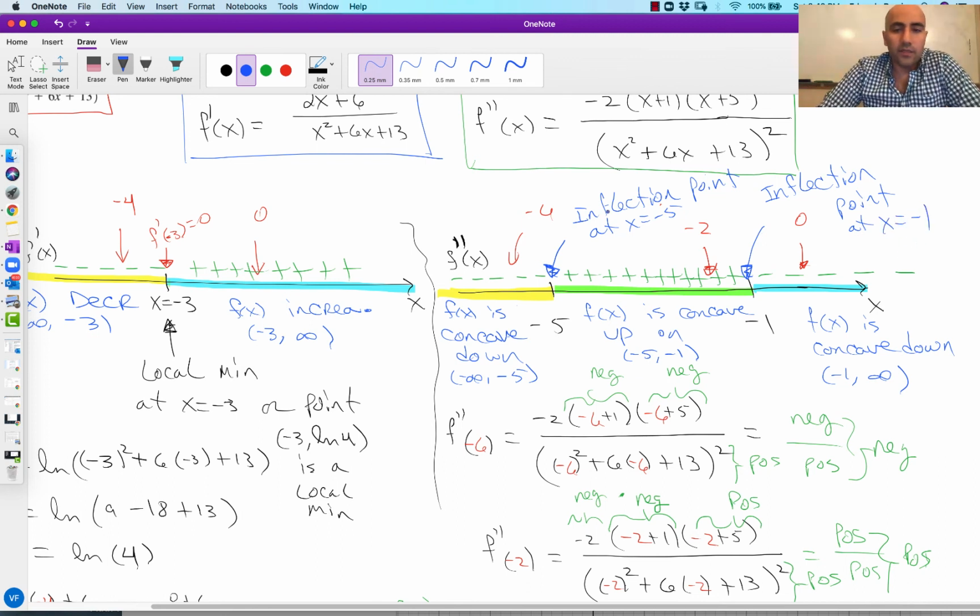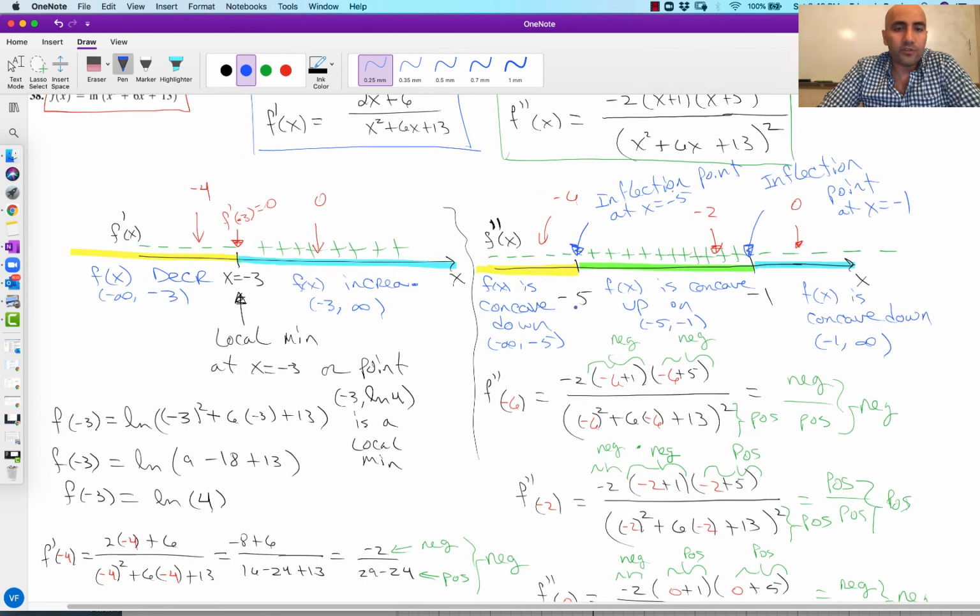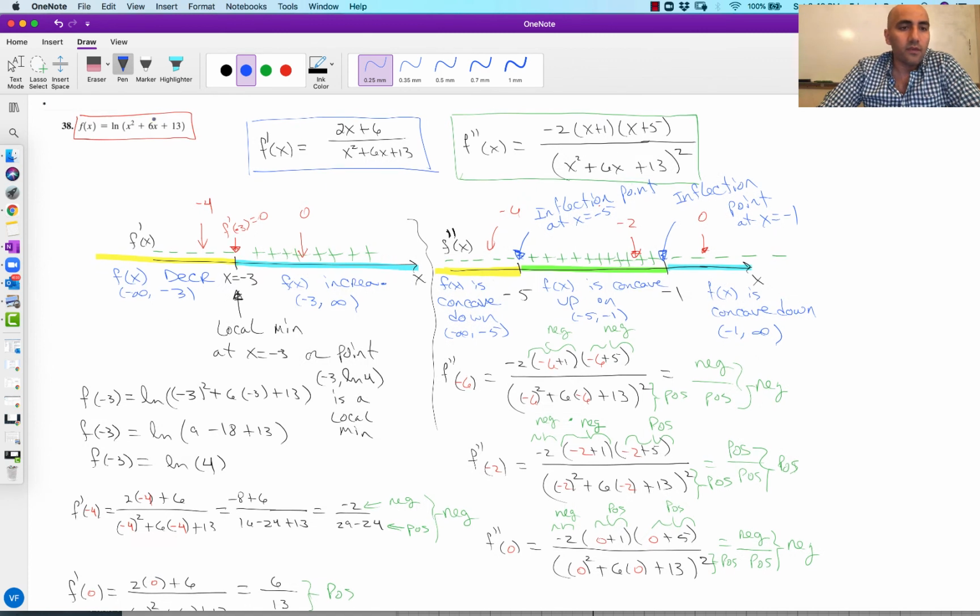Okay, so let's bring it all together. Let's think about everything we were able to figure out. So here's our original function, f of x equals ln of x squared plus 6x plus 13. First, we found the derivatives. That's kind of fun on its own. Then we got to find the domain of our function, right?